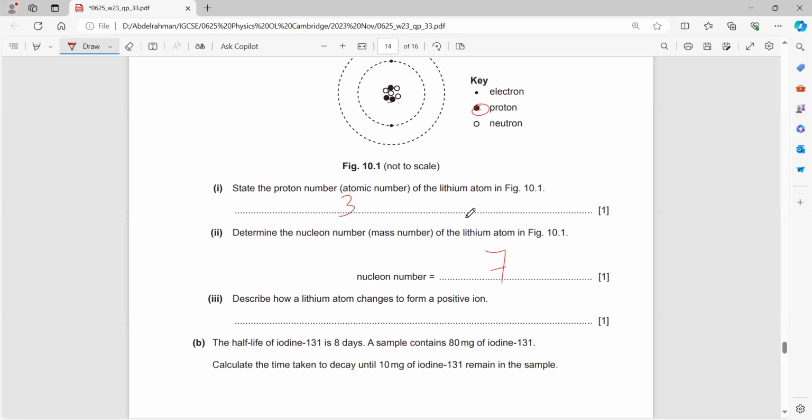Describe how a lithium atom changes to form a positive ion. Tell me, how does it form a positive ion? By losing electrons. Lose electrons, right? You were going to say that too? Right. Okay, so definitely it will lose electrons.